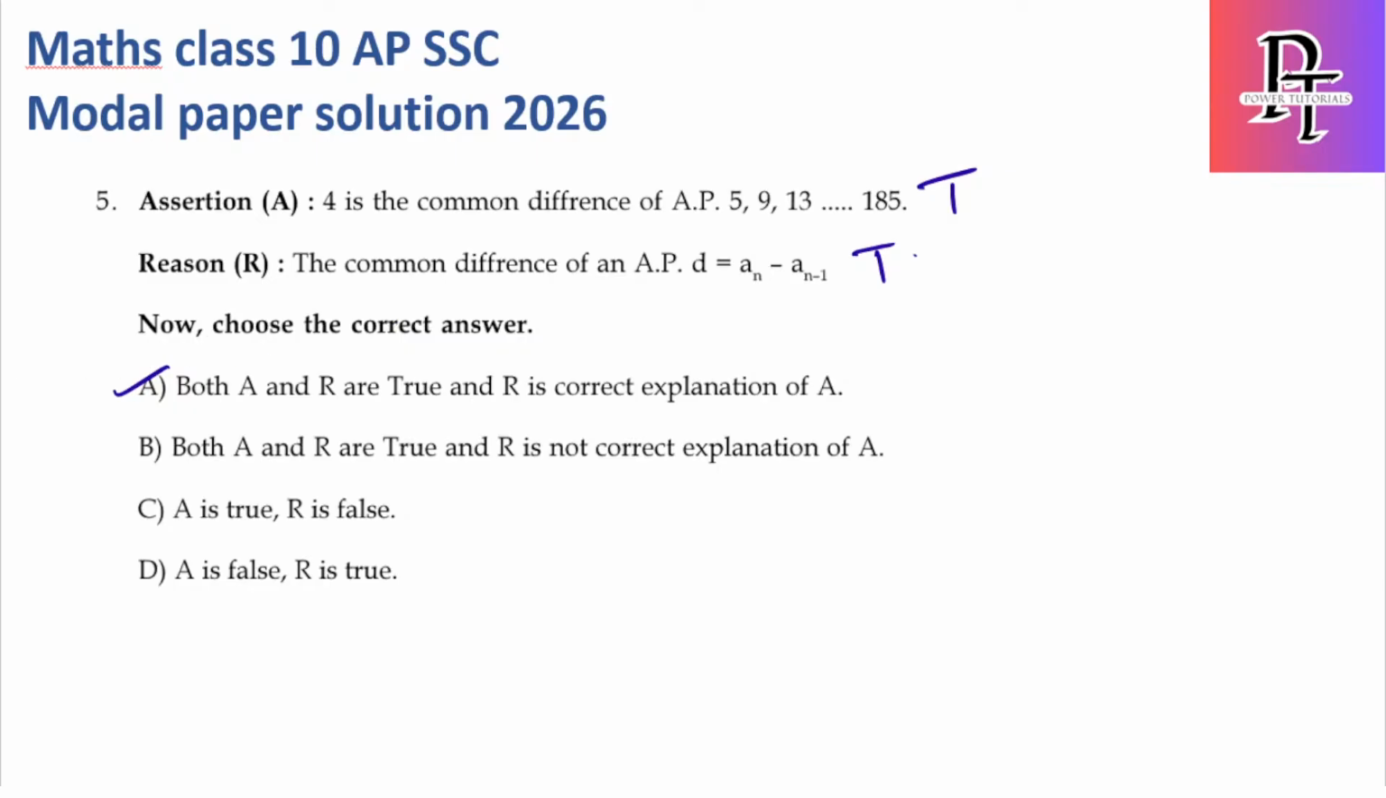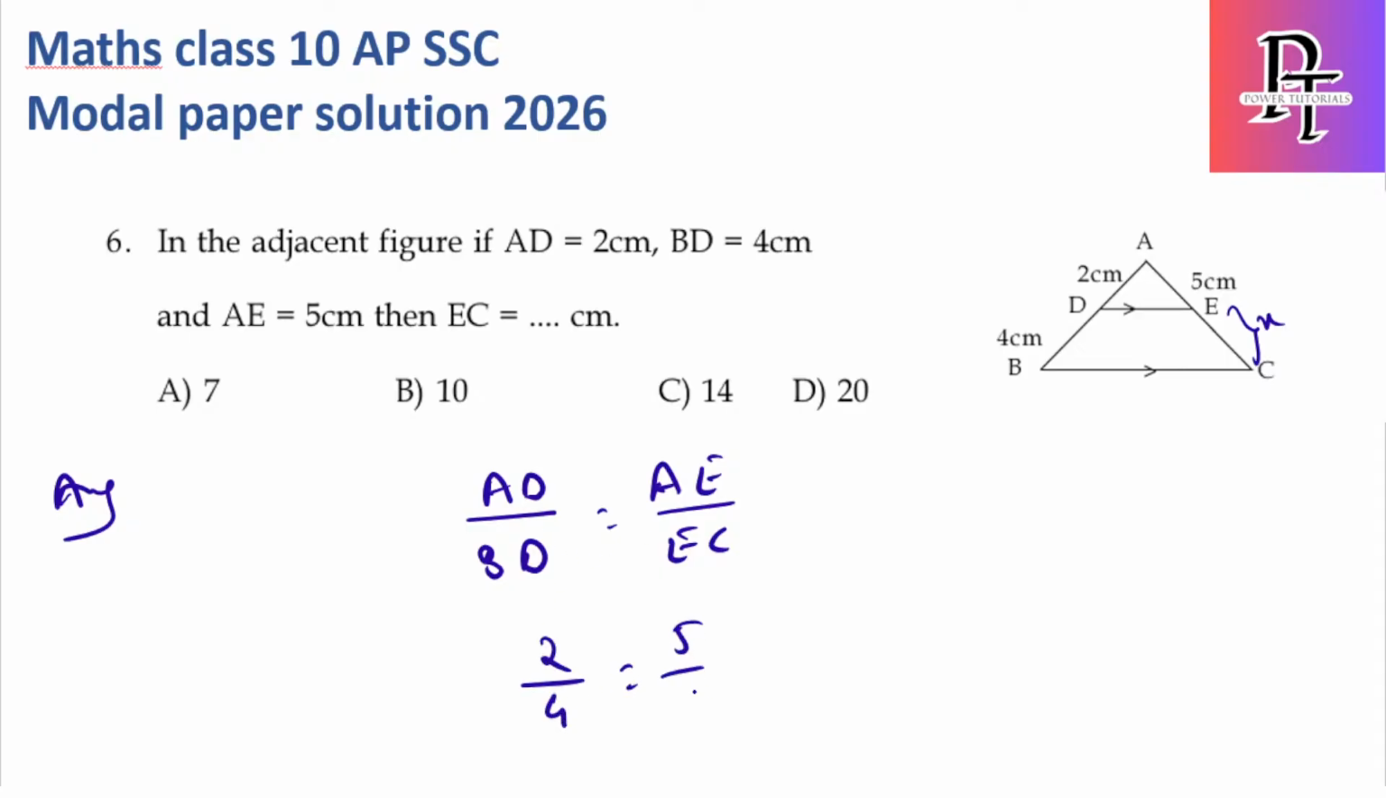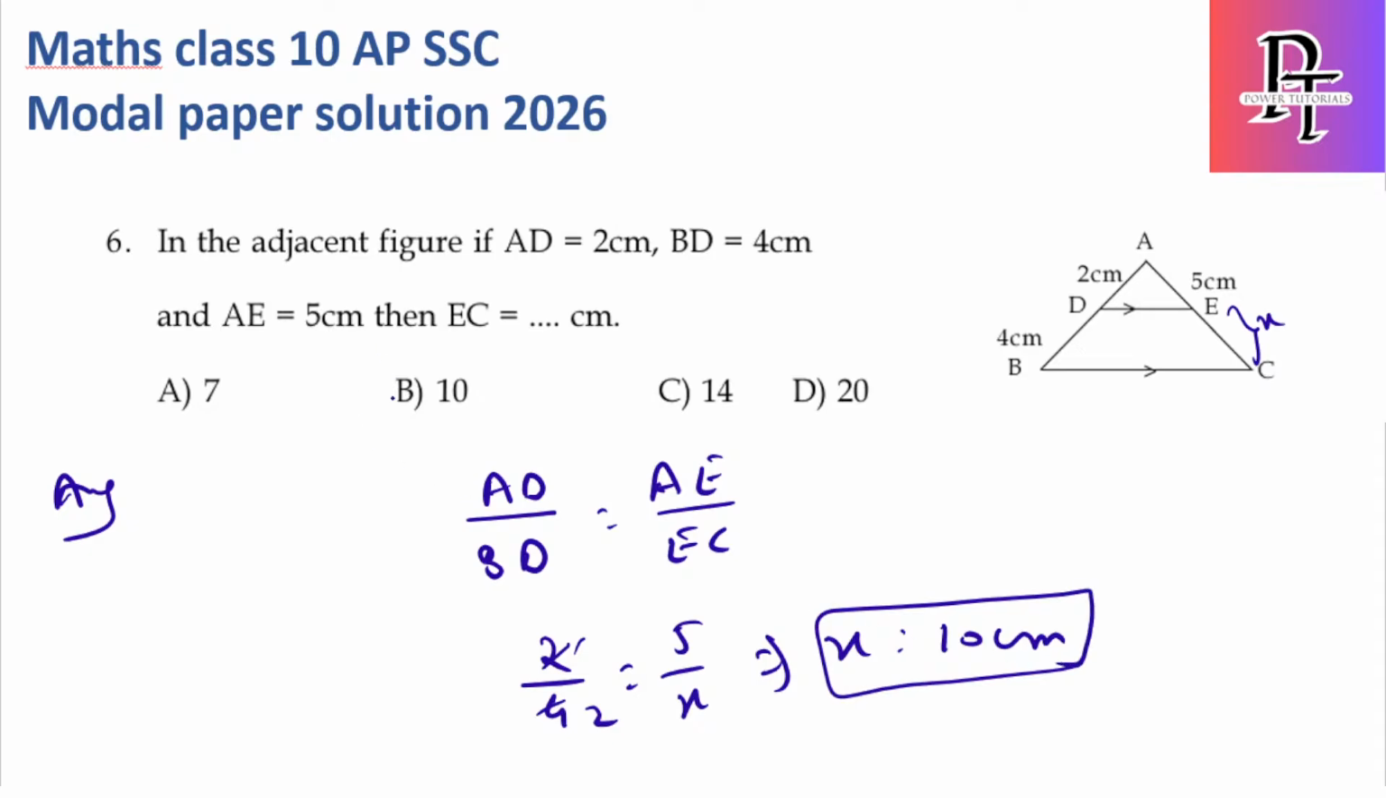Okay, let's move to the sixth one. In the adjacent figure, AD is equal to 2 centimeters, BD is equal to 4 centimeters, AE is equal to 5 centimeters, and they are asking for EC. EC is this one. Okay, so simply I have to use the basic proportionality theorem. So AD by BD is equal to AE by EC. AD is 2, BD is 4, AE is 5, EC we need to find, which is x. So 2 by 4 is equal to 5 by x. If I move x to the left side and 4 to the right side, x becomes 5 into 2, which is 10 centimeters. So B is the right answer.